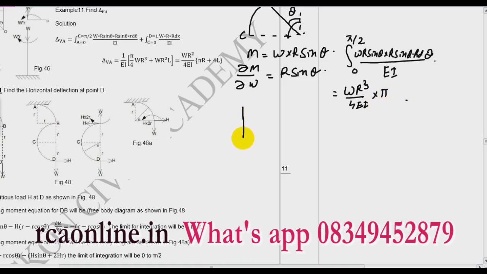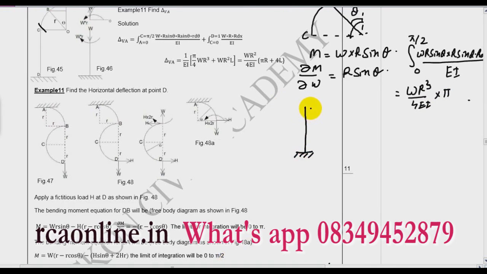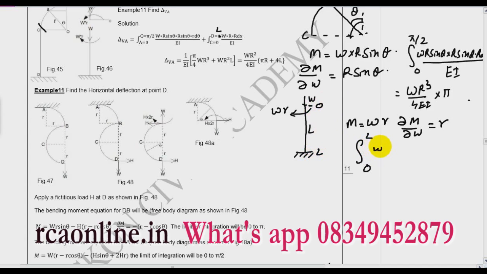Now the second part. The second part is very easy, as I discussed in the previous video also. So a moment M is applied. The moment M is equal to WR and this load is axial, so I need not consider the axial load. So this becomes very simple. This length is L. So what is my bending moment equation? It is WR. And what is del M by del W? It is R. Integration will be 0 to L because this is 0 and this is L. So the integration will be WR into R into dx over EI, where dx is used again because this is a linear portion.